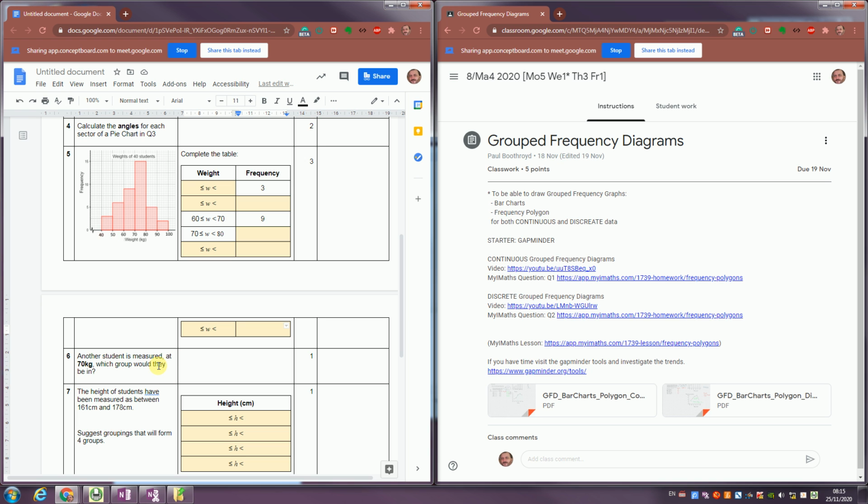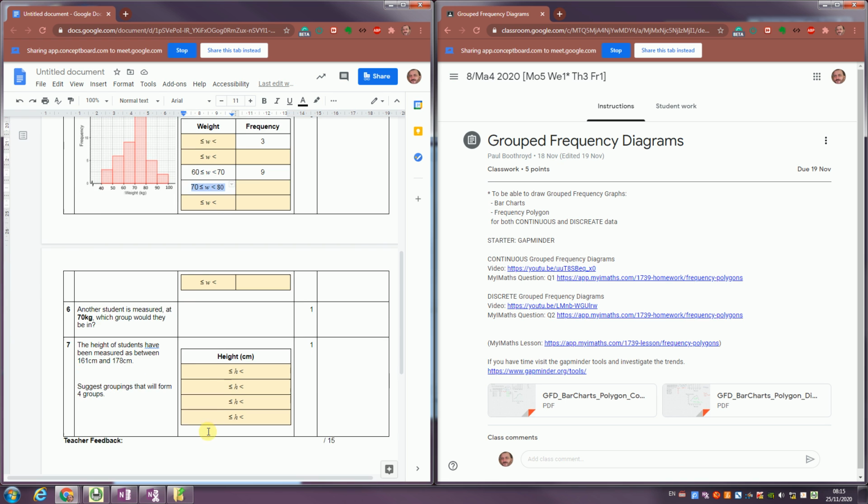Okay. You're asked to say which group a person with 70 kilograms is in. Notice the boundaries. This one does not say equal to 70. This one has equal to 70. So this is the group that that 70 kilogram person would be in.